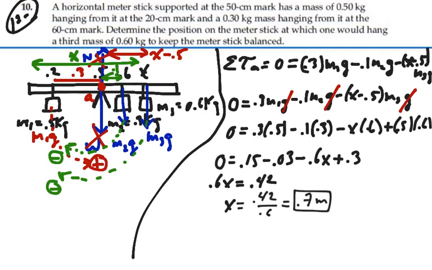X is at the position of 0.7 meters on the meter stick, which would be 70 centimeters. And that's the position that we would want to place the third mass in order to keep this meter stick balanced.